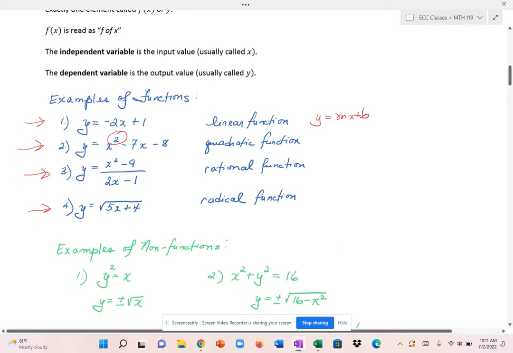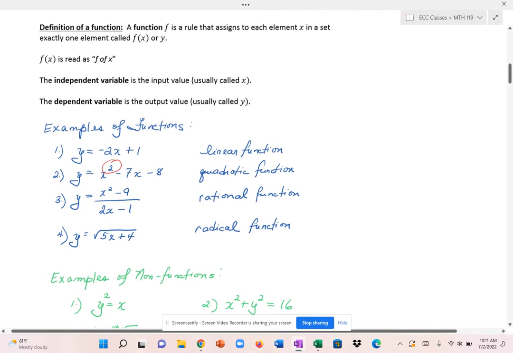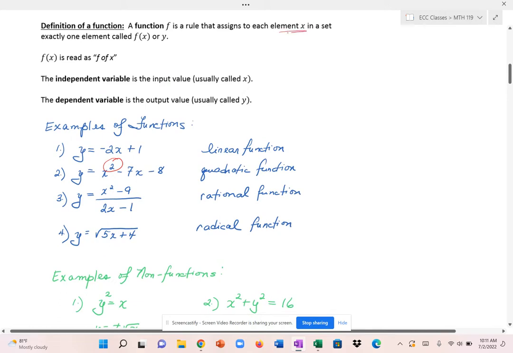Okay. The following examples in green are not functions, meaning they would not follow the definition that I mentioned earlier, which is that for one value of x, you get one value of y back.